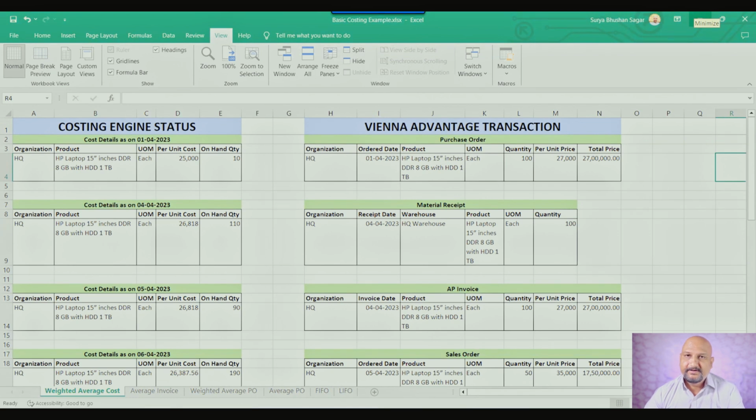Welcome back, VA users. In today's session, we are going to cover the use cases for the costing methods.